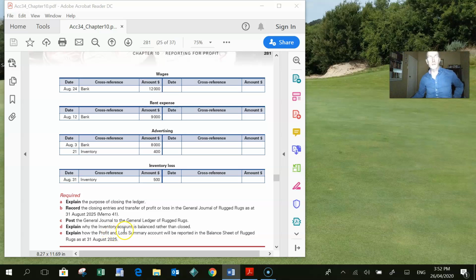So why is inventory account balanced? So you would have all gone going concern assumption that current assets and asset accounts, liability accounts carry forward to future reporting periods. We assume the business has an indefinite life. How will the profit and loss summary account be reported in the balance sheet? Yes, hopefully you all identify that.